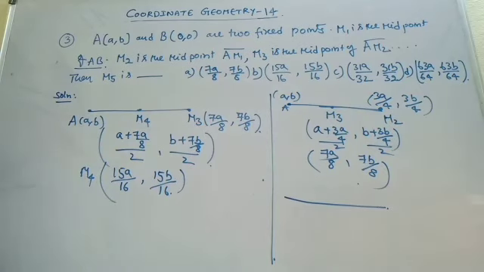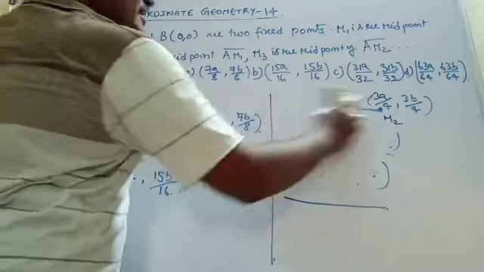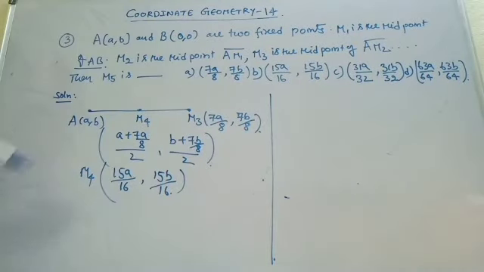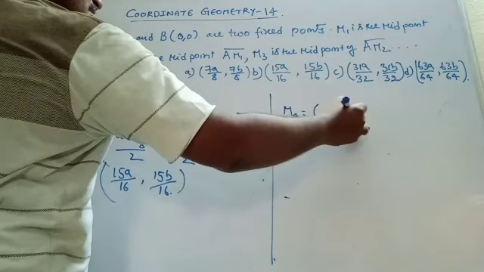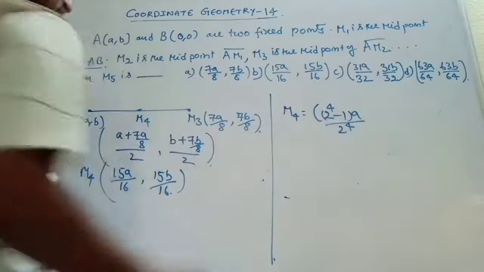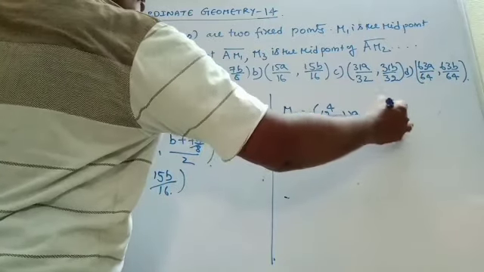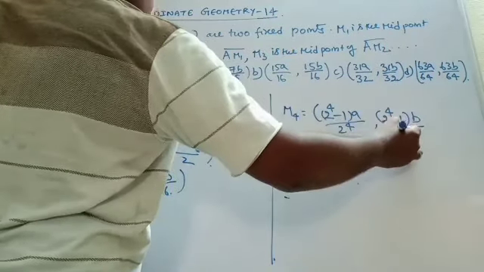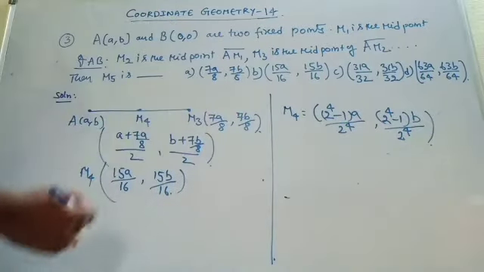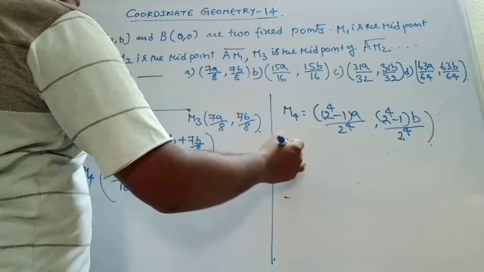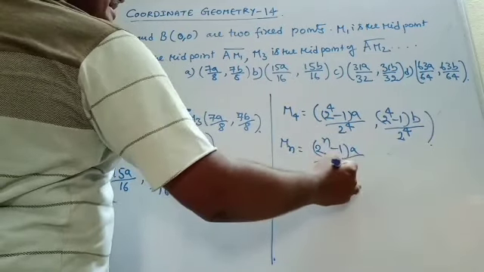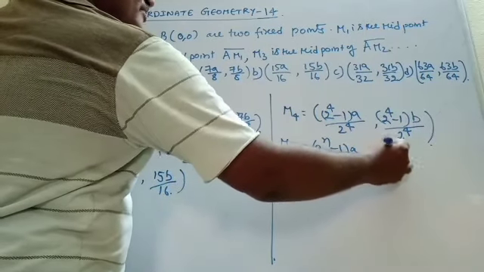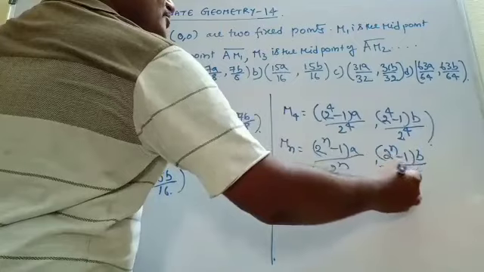This is M4. Now you need M5. I think you can guess M5 by now, in the same way if you proceed, it is following a pattern. M4 you have got as (2 power 4 minus 1) into a by 2 power 4, comma, also (2 power 4 minus 1) into b by 2 power 4. This is M4 in general. Now Mn in general is (2 power n minus 1) into a by 2 power n, comma (2 power n minus 1) into b by 2 power n.